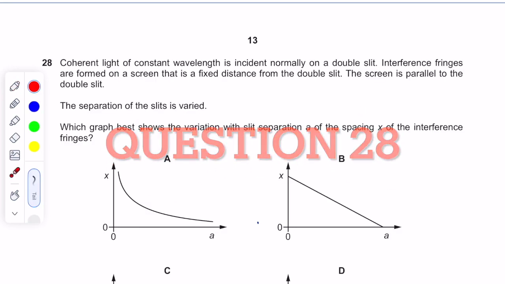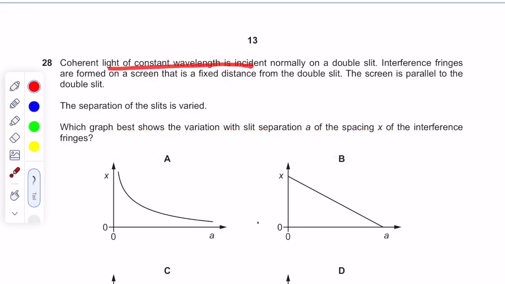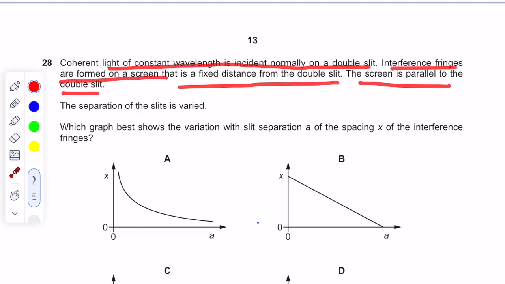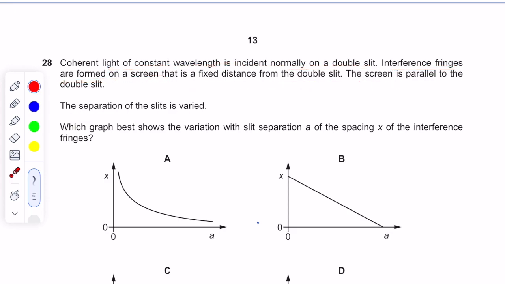Coherent light of constant wavelength is incident normally on a double slit. Interference fringes are formed on a screen that is a fixed distance from the double slit. The screen is parallel to the double slit. The separation of the slits is varied. Which graph best shows the variation with slit separation a of the spacing x of the interference fringes?